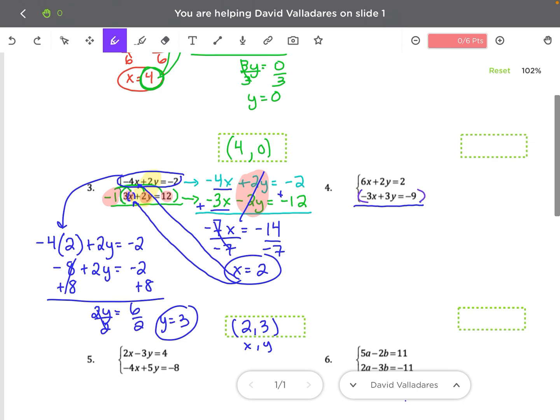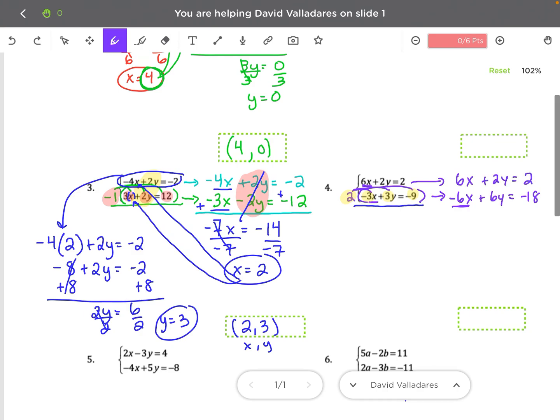Well, notice there's a +6 on the top and a -3. So if I just multiplied that bottom equation by 2, what's that going to give me if I distribute a 2 to everything here? 2 times -3 is -6x. And then 2 times 3 is +6y. And 2 times -9 is -18. So as soon as I distributed that 2 to each of those, I now got a -6x in front, which is perfect because that original equation had a 6x on the top.